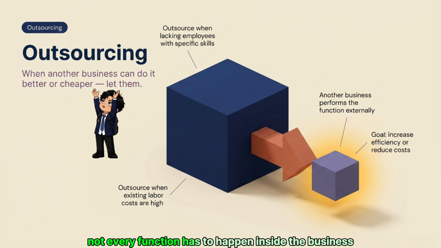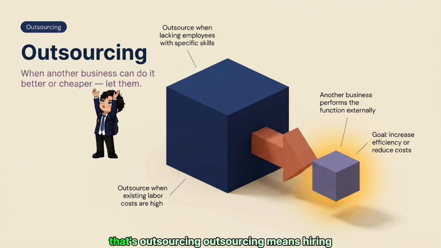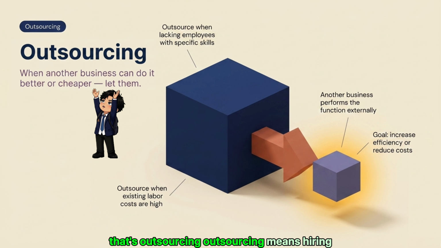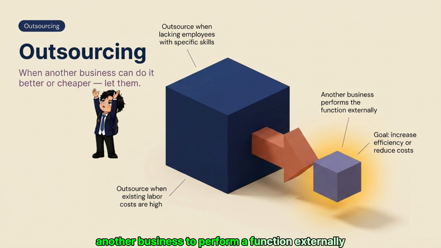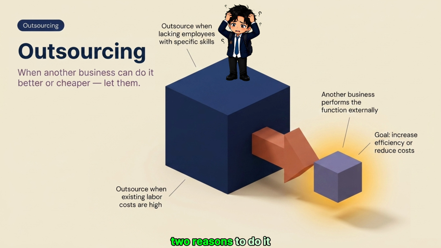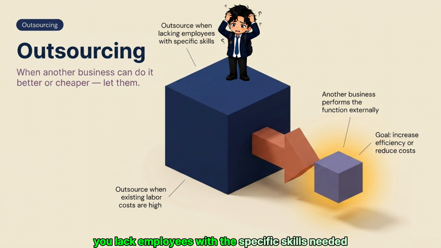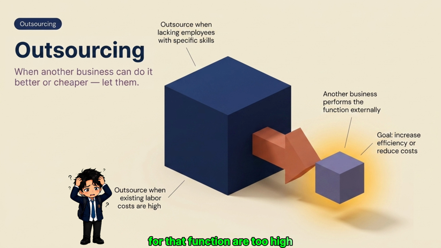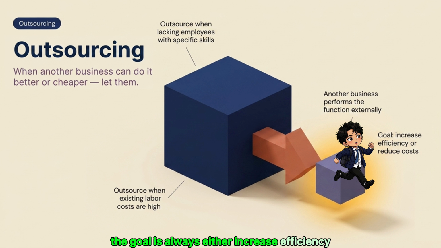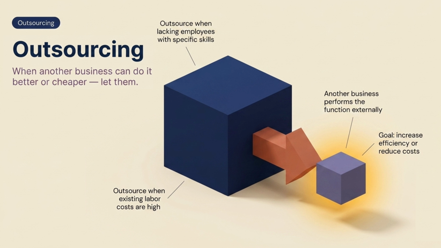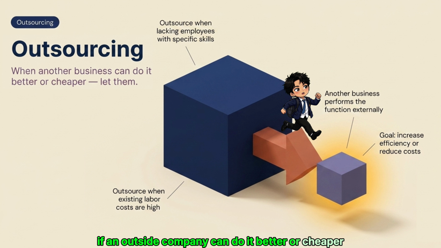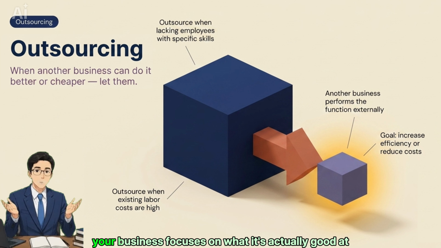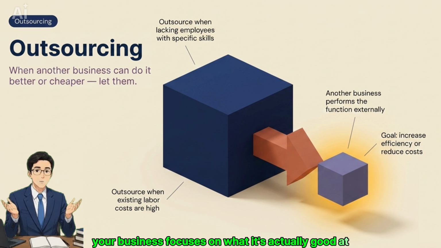Not every function has to happen inside the business. That's outsourcing. Outsourcing means hiring another business to perform a function externally. Two reasons to do it: you lack employees with the specific skills needed, or your existing labor costs for that function are too high. The goal is always either increase efficiency or reduce costs. If an outside company can do it better or cheaper, let them. Your business focuses on what it's actually good at.